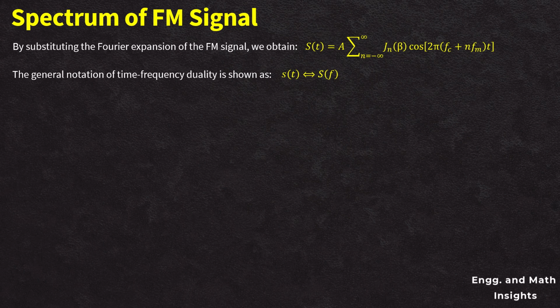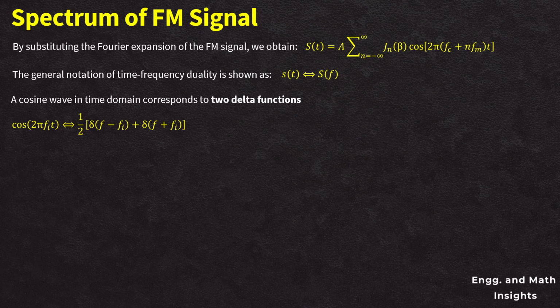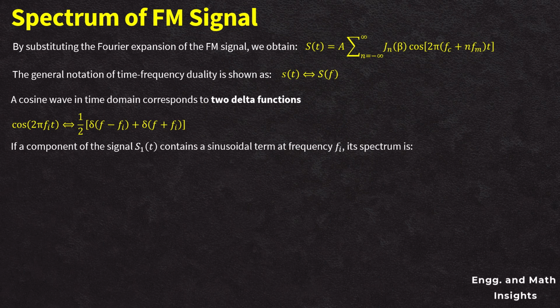A cosine wave in the time domain corresponds to 2 delta functions in the frequency domain located at plus and minus fi, or cos 2 pi fi t can be written as half delta(f minus fi) plus half delta(f plus fi). The delta function normally gives an impulse at a specific frequency. If a component of the signal s1(t) contains a sinusoidal term at a frequency fi, then its spectrum is S1(f) equal to S(f) times delta(f minus fi) plus delta(f plus fi).